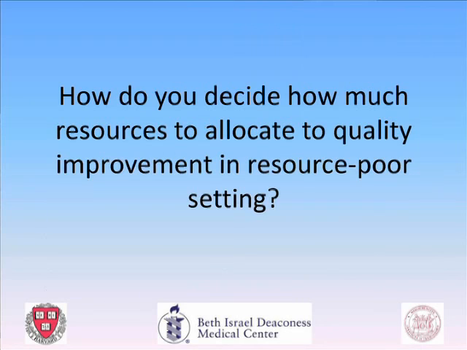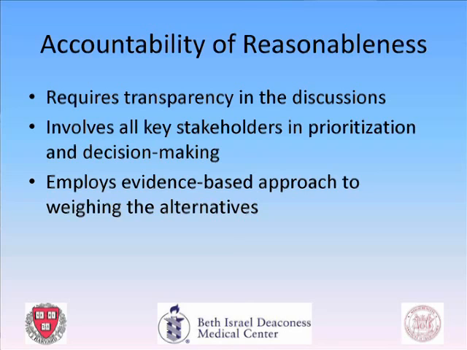One of the questions I gave you for your homework is, how do you decide how much resources to allocate to quality improvement in resource-poor settings? The answer, as you all expected, is going to be very complicated. But there are some guidelines. One of the approaches proposed by an ethicist named Norm Daniels is accountability for reasonableness.